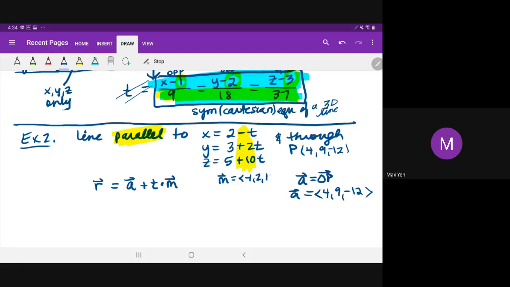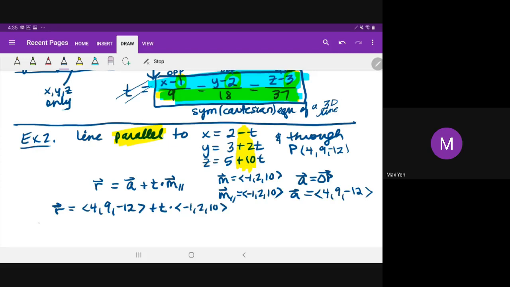-1, 2, 10. Now, we'll call it M parallel in the formula. Would your M parallel be the same? Right? So the slope vector of that one is going to be the slope vector of the new one. Perpendicular is more complicated. It has to do with cross product. Okay. So this one would be R equals A, so A is 4, 9, negative 12, plus T times vector M, which is -1, 2, 10.